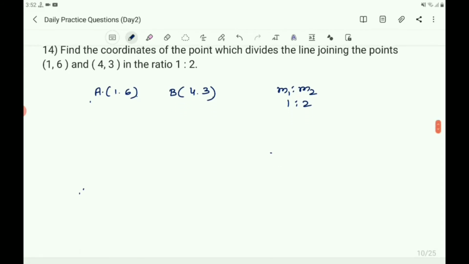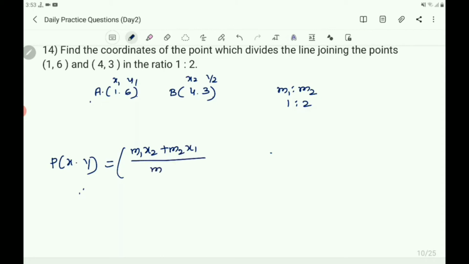Now let us write the formula to find the point which divides the line joining the given two points. Here the formula is the section formula, and if you consider these are x1, y1 and these are x2, y2, then the section formula is P of xy equals m1 x2 plus m2 x1 by m1 plus m2, and m1 y2 plus m2 y1 by m1 plus m2.